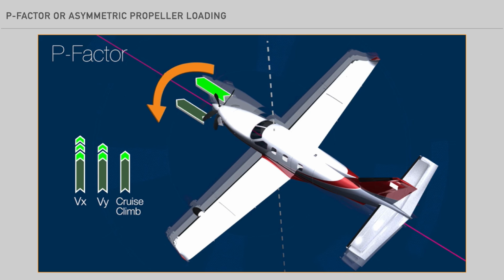This effect is greatest at Vx and less so at Vy and cruise climb configurations, where the pitch angle is less. Be aware of this tendency, especially at high RPM settings and at high angles of attack.